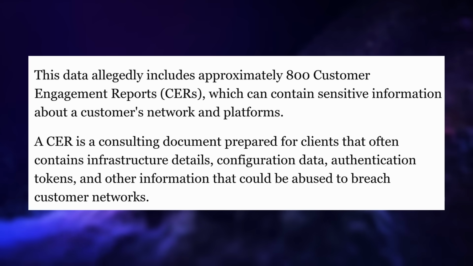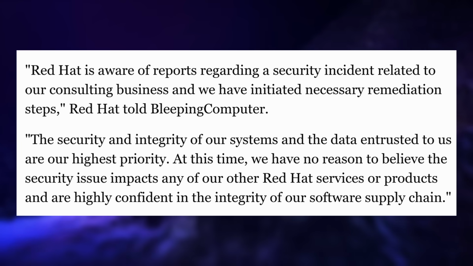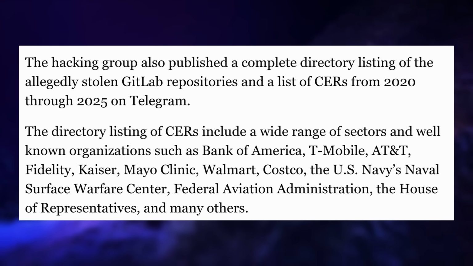Red Hat confirmed the incident, but apparently this happened 2 weeks ago already, and the hackers, since they didn't really get any response to their extortion demands, published a list of everything they accessed and grabbed, which includes records from Bank of America, from T-Mobile, from AT&T, Walmart, Costco, and also the US House of Representatives and some US Navy organizations as well. These are only the US related stuff that I could find, but there might be other stuff that is not linked to the US specifically.